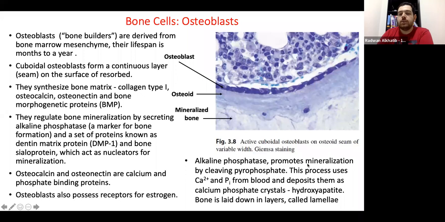It says that it promotes mineralization by cleaving pyrophosphate. What is pyrophosphate? It's basically two phosphates that are attached to each other. It cuts through them, and by doing so, this process uses calcium and phosphate from the blood, and we deposit this new calcium and phosphate over the osteoid in the form of crystals that we call hydroxyapatite, which is the major type of crystal found in the bone. Of course, this process is laid down, as in the picture, in the form of layers, and we call these layers lamellae.